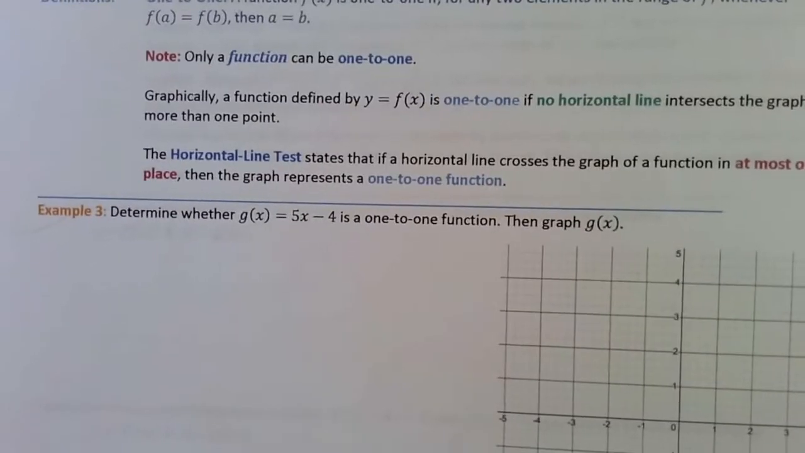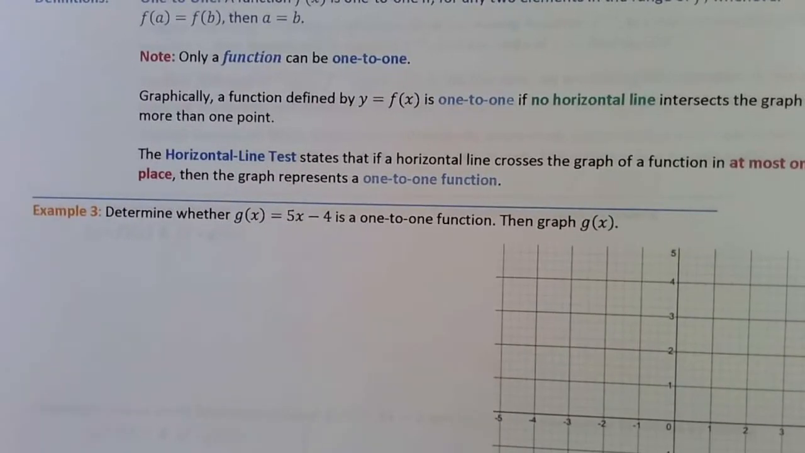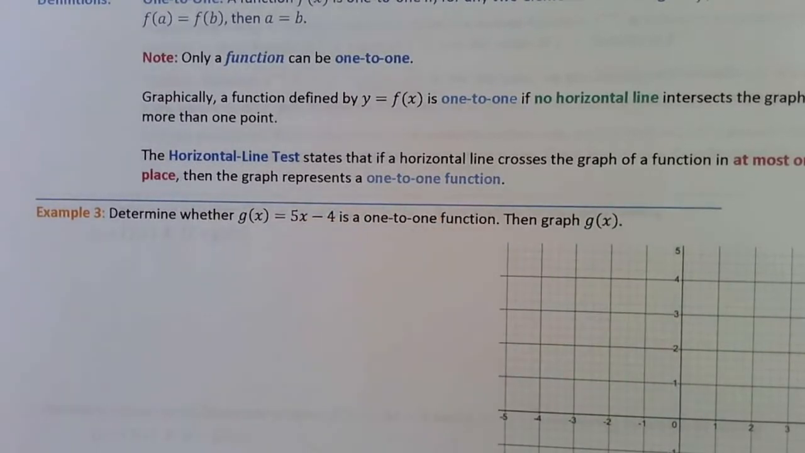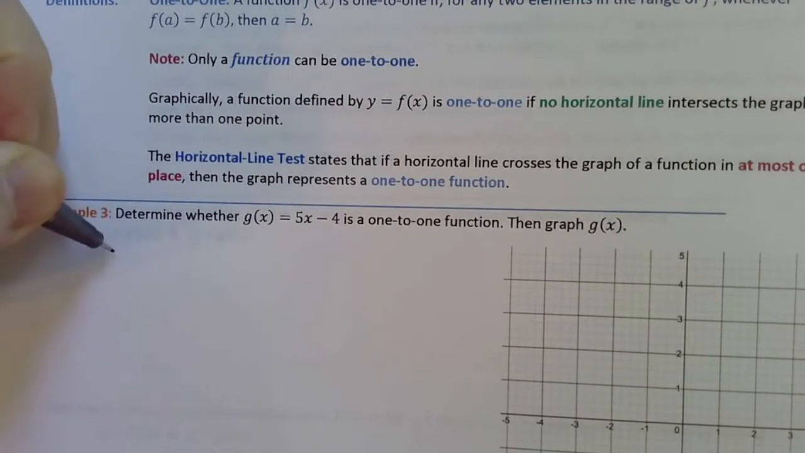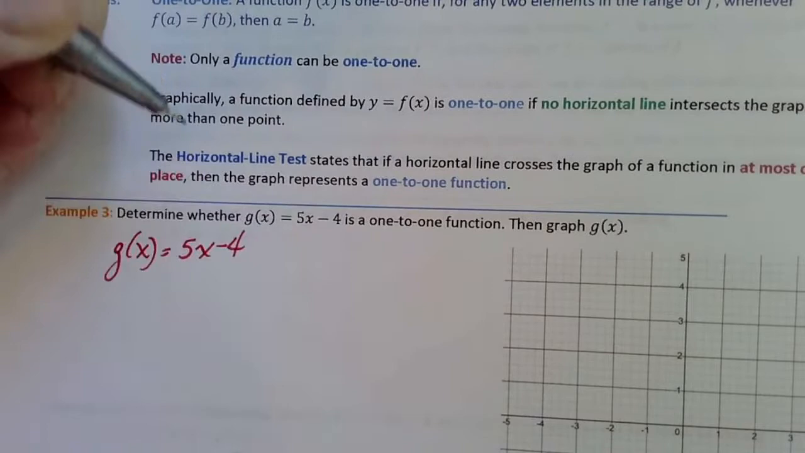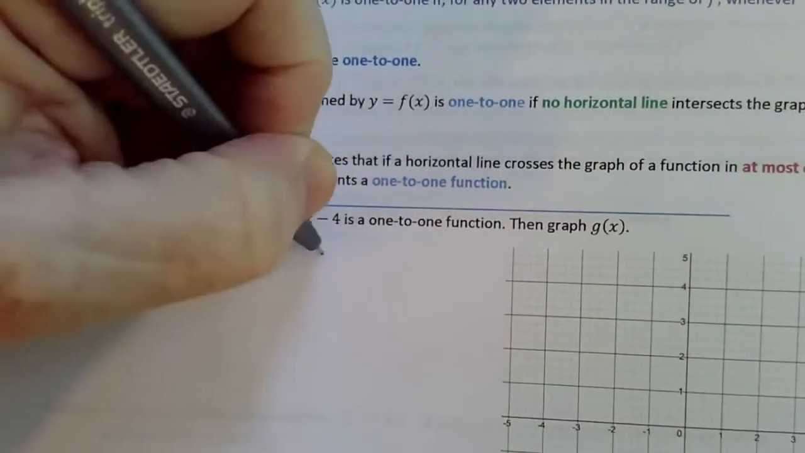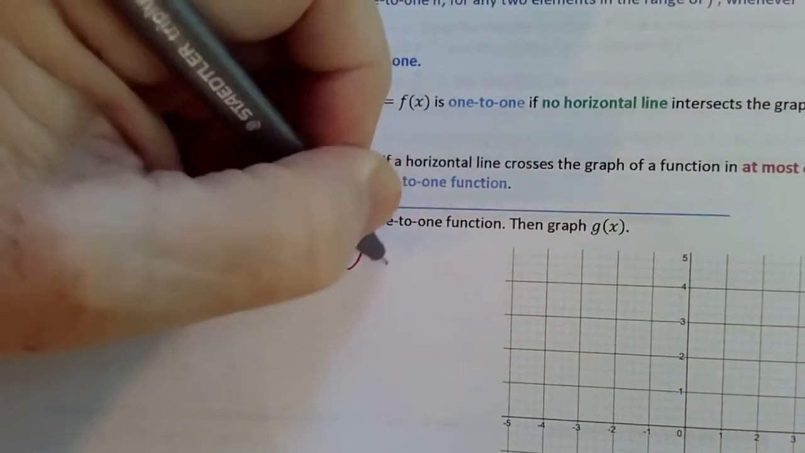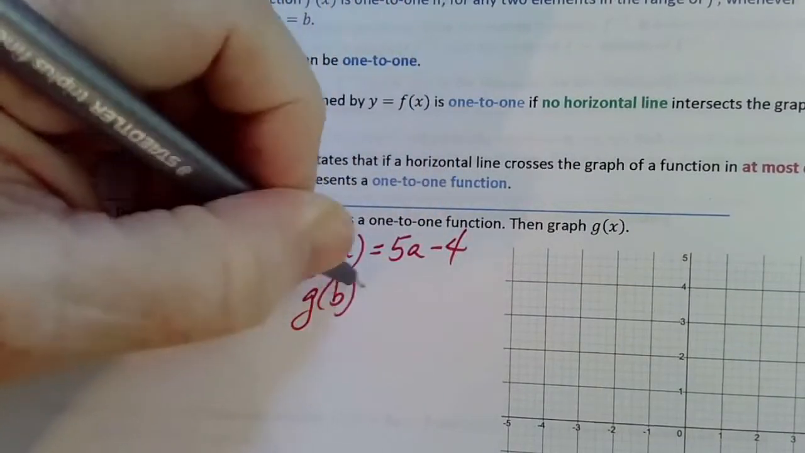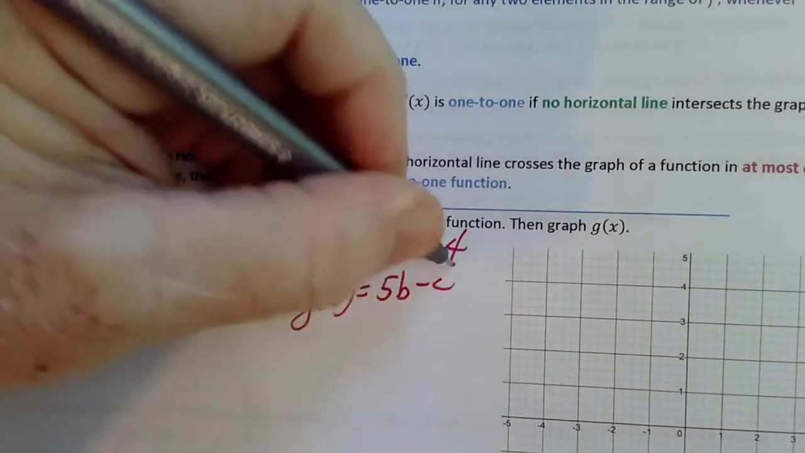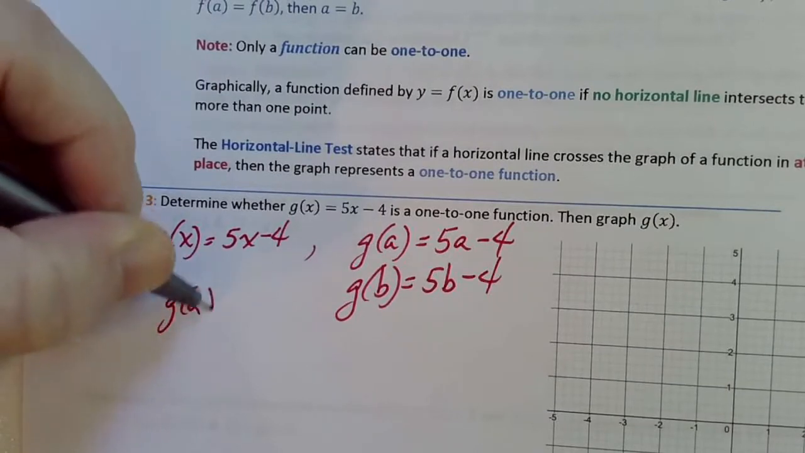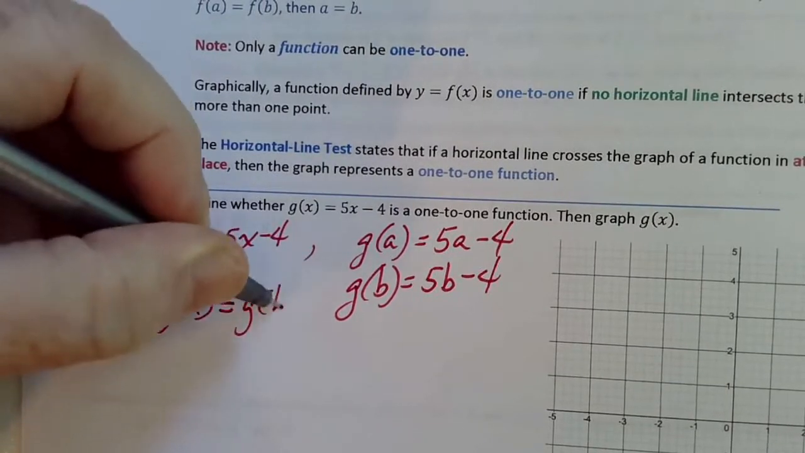So let's determine whether this function, g of x equals 5x minus 4, is 1 to 1. And then we're going to graph g. So g of x is 5x minus 4. That means that g of a is 5a minus 4, and g of b would be just 5b minus 4. And we're going to start by setting g of a equal to g of b.